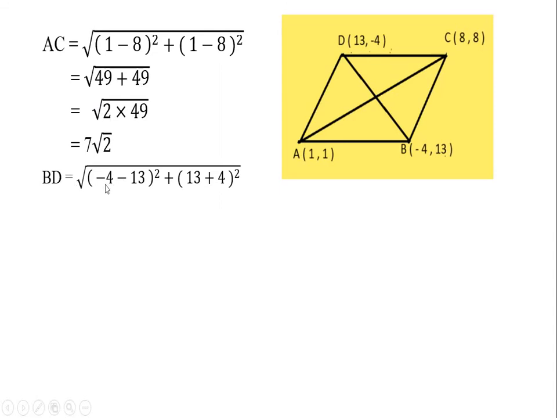Here BD equal to root over (minus 4 minus 13) whole square plus (13 plus 4) whole square, because the coordinate of B is minus 4, 13, the coordinate of D is 13, minus 4. Here minus 4 minus 13 means minus 17. Minus 17 whole square equal to 289. Here 13 plus 4 equal to 17. That means 17 whole square equal to 289. Whereas here root over 2 into 289. Root over 289 means 17. So finally we get 17 root 2.